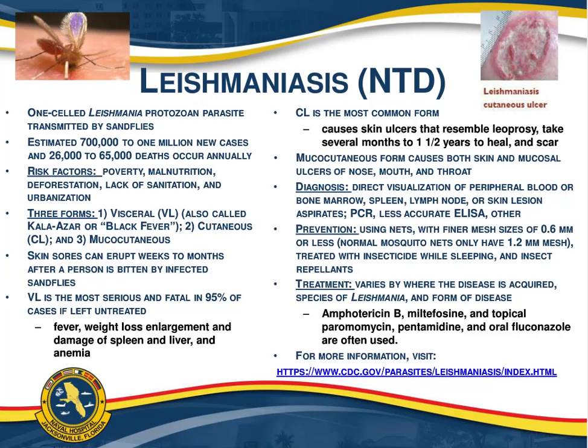So leishmaniasis, very easy to diagnose if you're looking for it. And basically anywhere you go where there's sand and sand flies and somebody comes up, see that upper right-hand corner with that funny skin lesion there, just assume it's leishmaniasis and treat it. And I'm talking mainly about Iraq and Kuwait and places that you're going to play in the sand. So there's 700,000 to 1 million new cases, 26,500 to 65,000 deaths occur annually. It's extremely common. It's easy to treat too. Poverty, malnutrition, deforestation, lack of sanitation, urbanization.